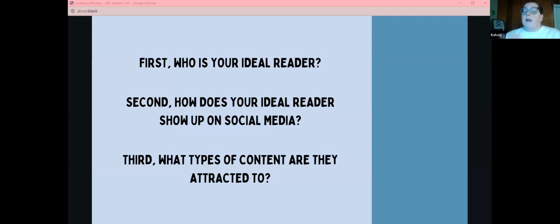So on Facebook, you would be doing the static posts. You would be posting in Facebook groups trying to find ARC readers. You wouldn't be posting Reels into Facebook. Reels are mostly for Instagram and TikTok, which then pushes you into the younger demographic. So again, it all ties back into who is your ideal reader.